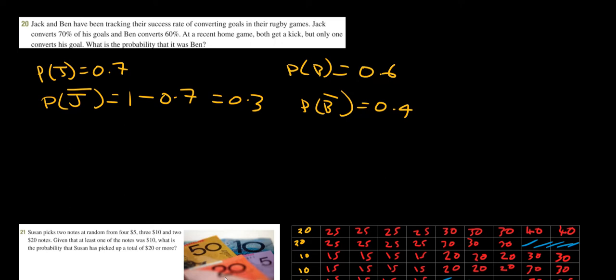And we are told that Jack and Ben have been tracking their success rate of converting goals. At a recent home game, they both get a kick, but only one converts the goal. What is the probability that it was Ben? Okay, so we've got Ben, Jack, and the probability.